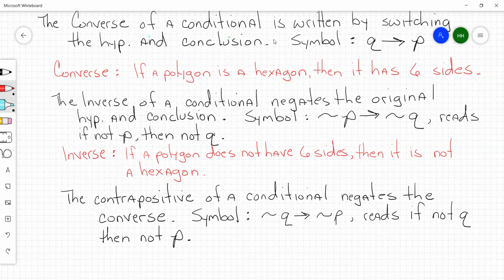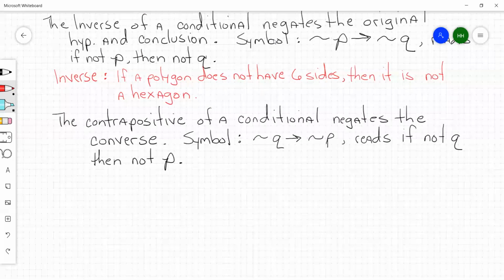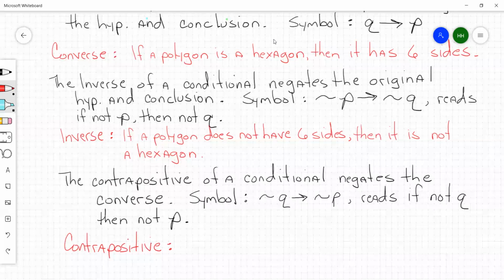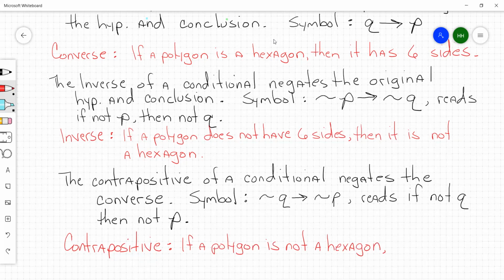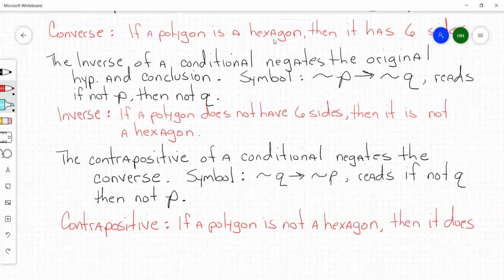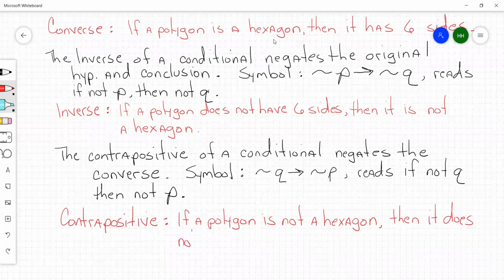And then when we write that contrapositive, we're going back to the converse and we're going to negate it. So the converse said if a polygon is a hexagon, so we're going to say if a polygon is not a hexagon, then it does not have 6 sides.